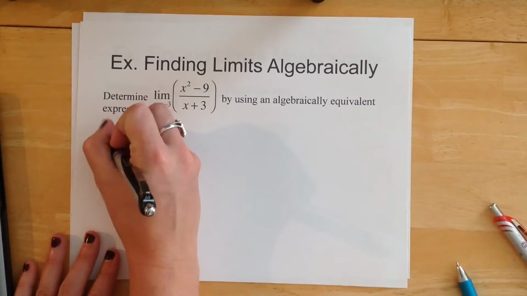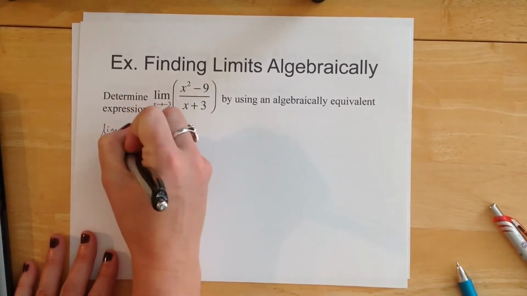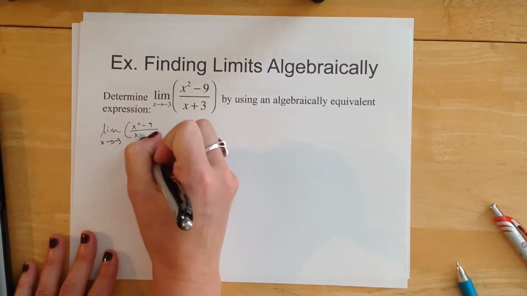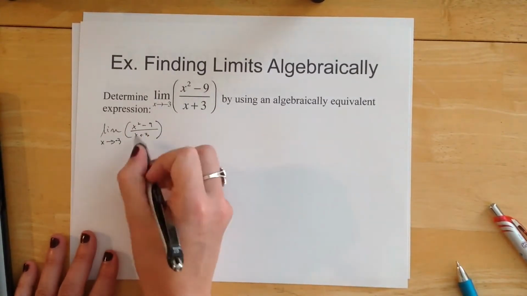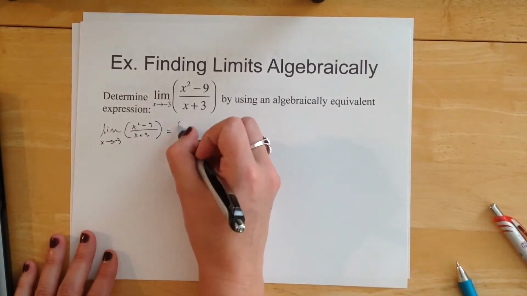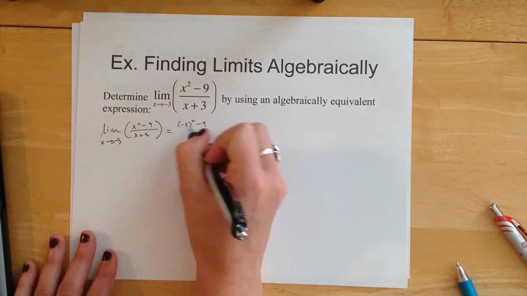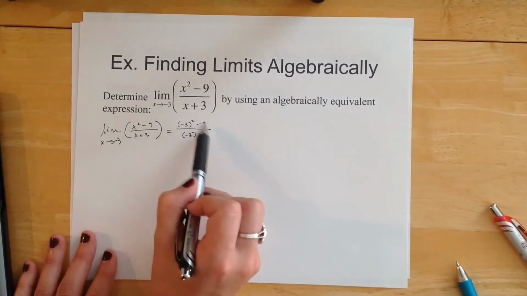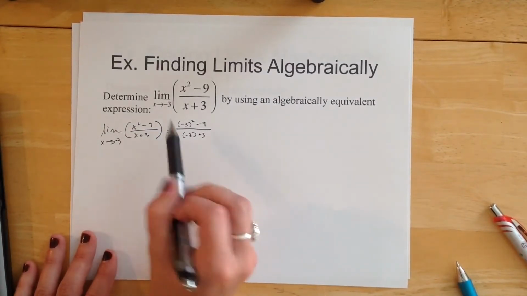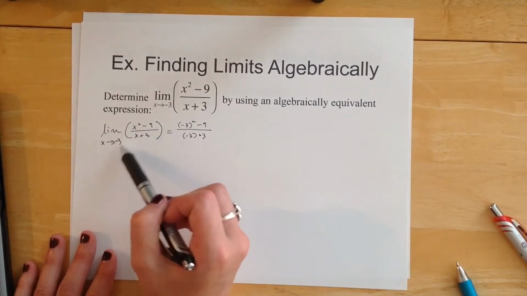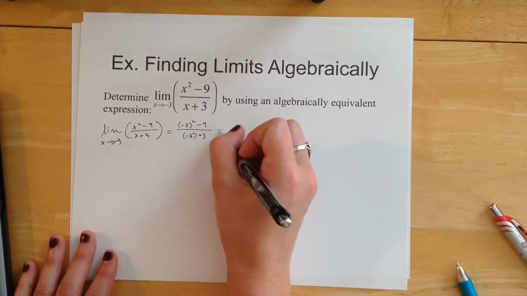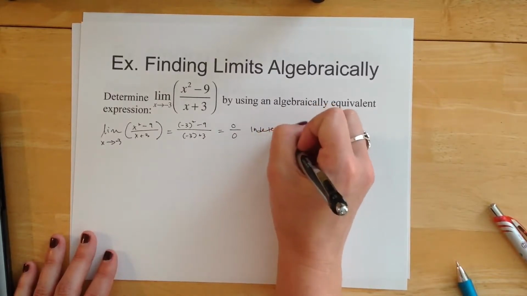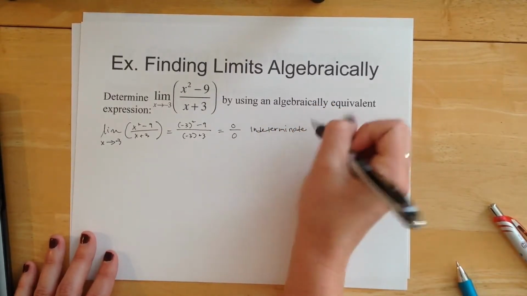So if we take the limit as x approaches negative 3 of x squared minus 9 over x plus 3, and we try substituting negative 3 in for the numerator and in for the denominator, because the numerator is a polynomial and the denominator is a polynomial, I can just try substituting in negative 3 for x for both. We get 0 over 0, which is an indeterminate form. It's one of the indeterminate forms.